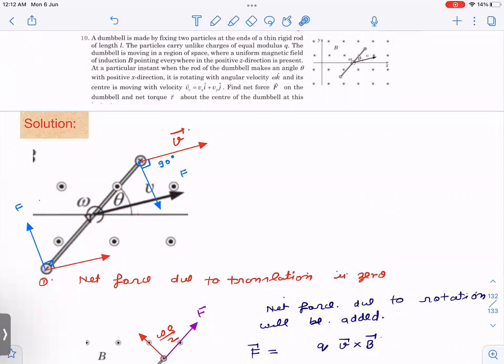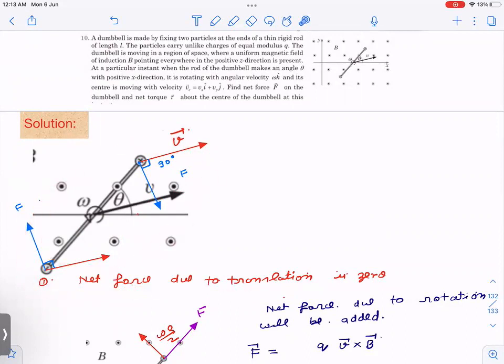Now use the left-hand rule. This is the velocity direction, and then the magnetic field is out of the plane. So that will give you the force direction as this. Right? This blue arrow gives the force direction on the positive charge. Now, if you apply the same left-hand rule on the negative charge, since everything else remains the same, velocity and magnetic field, since the charge is negative, the direction of force will be opposite. So these two forces will cancel. Right? I think you understand this. So here, the net force due to translation is 0. That we can see very clearly from the diagram.